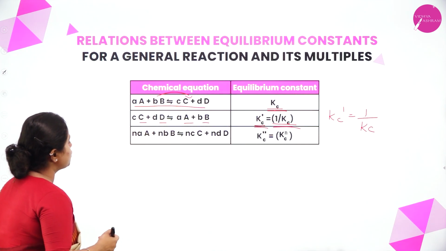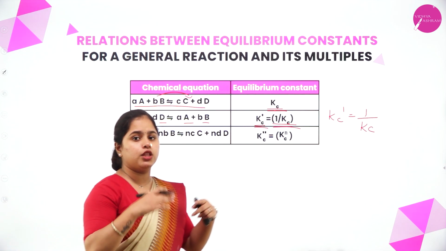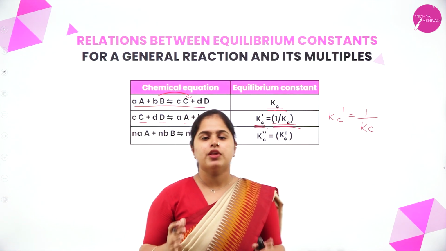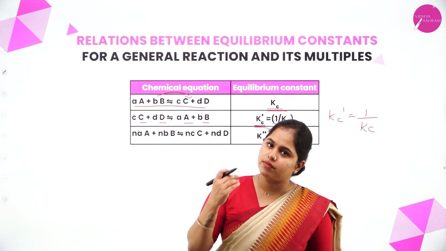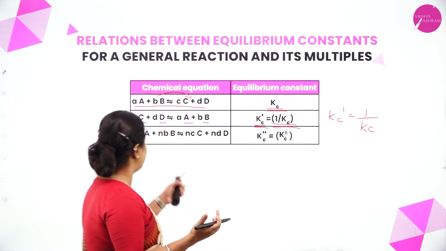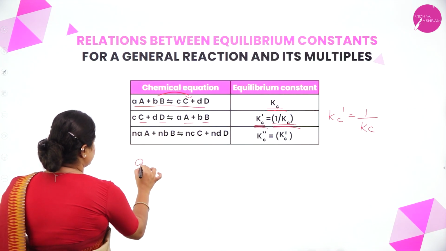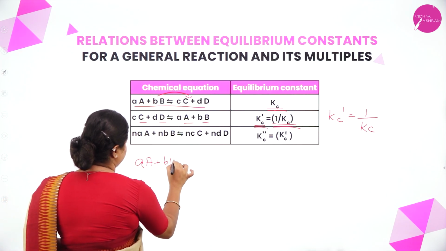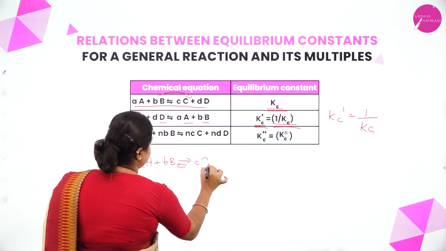Now moving on to the next one, if you are going to multiply the whole equation, okay, the whole equation, we are going to multiply with any integer. Okay, so here we have taken n. That means to aA plus bB giving cC plus dD.